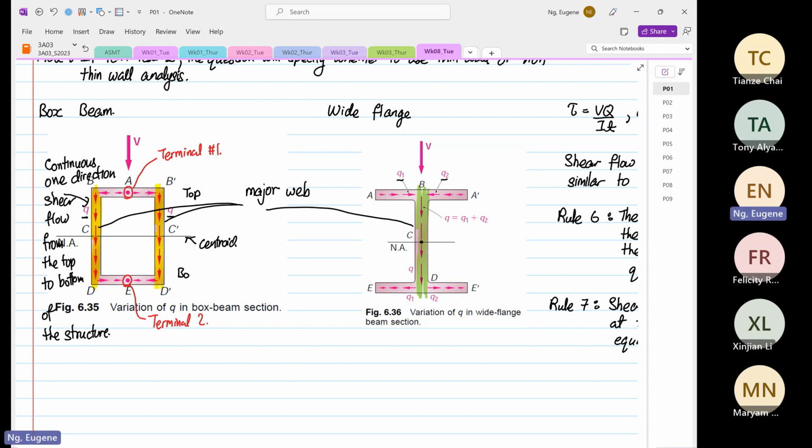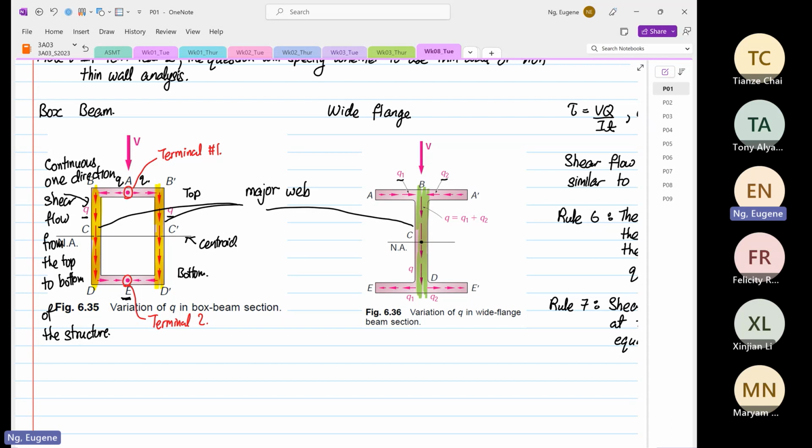and at the bottom of the centroid, you see the terminal at the top branches out into two Qs, Q on the left and Q going towards the right. And at the bottom, it ends up in the same terminal, which is terminal 2 at point E. So for a box beam, they start from the same terminal at the top of the centroid and end up in the same terminal at the bottom of the centroid.